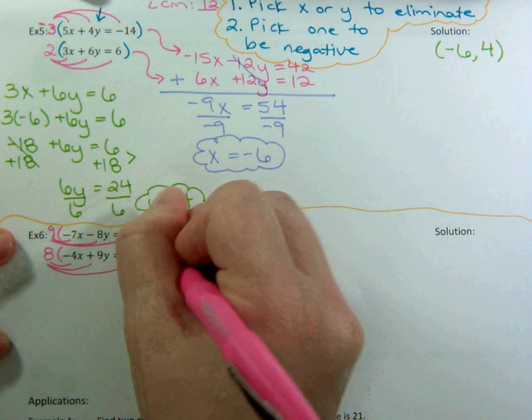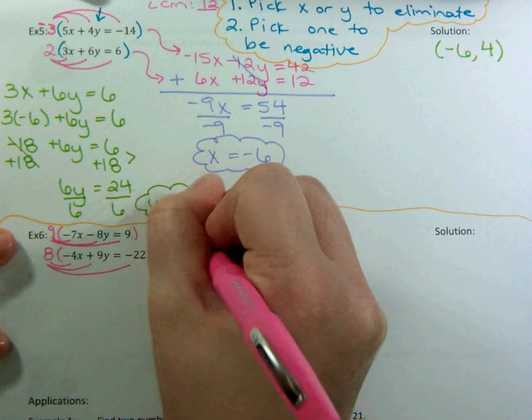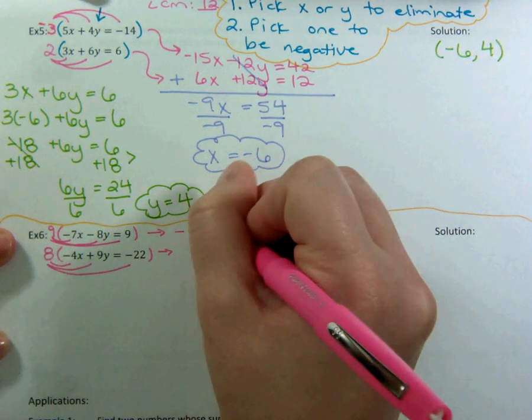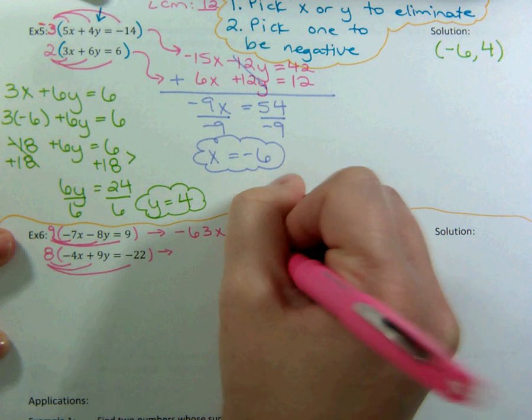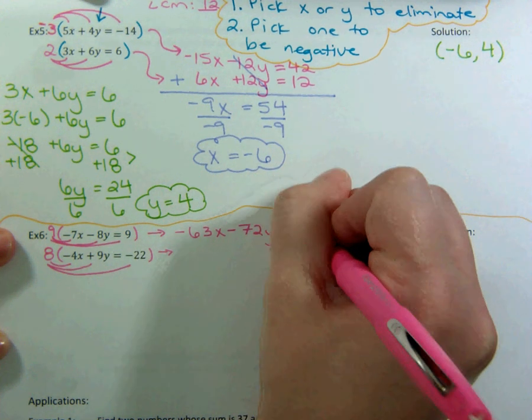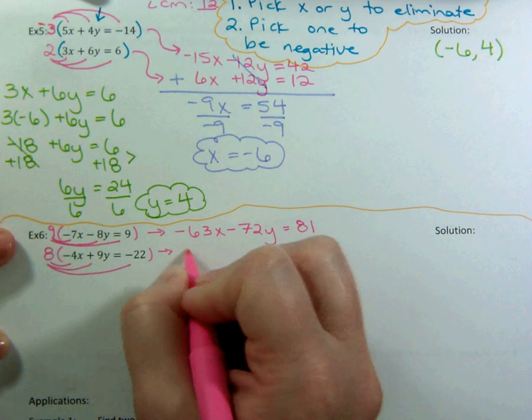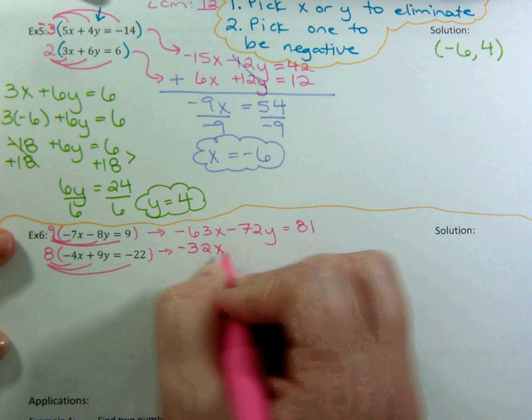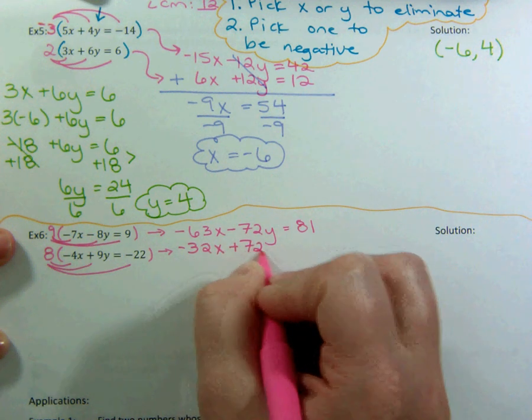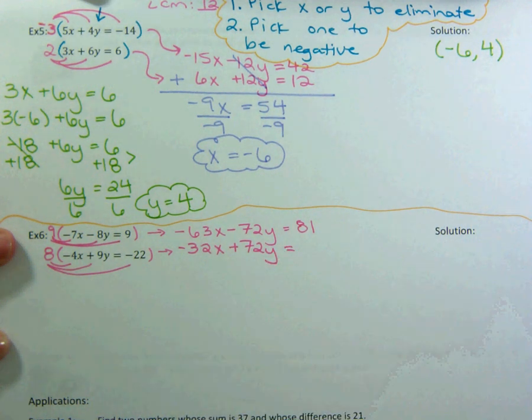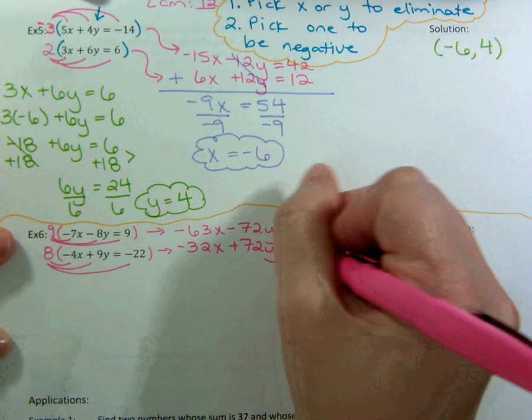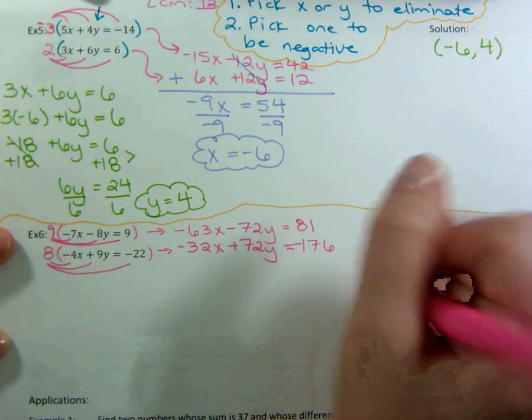I'm going to write my equations to the side. That's going to be negative 63x minus 72y equals 81. This will be negative 32x plus 72y equals, let's see, 22 times 8 gives me a negative 176.